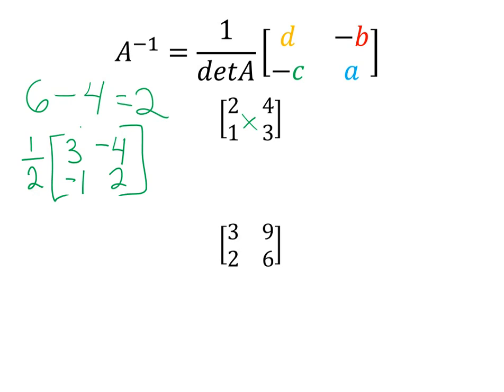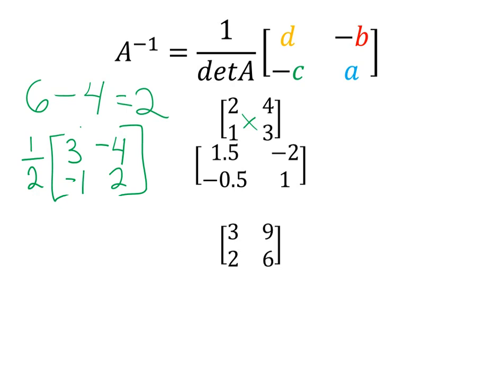And now all you're going to do after that is multiply it in. That's why I have the decimals instead of using a fraction. So 3 over 2, which is 1.5, negative 4 over 2 is negative 2, negative 1 over 2 is negative half, and 2 over 2 is 1.